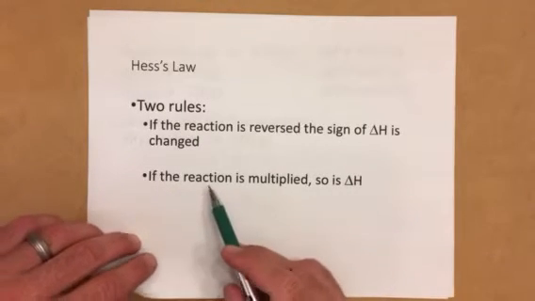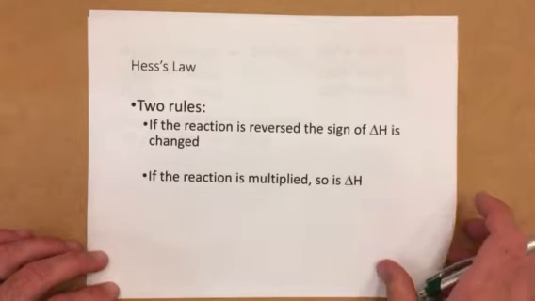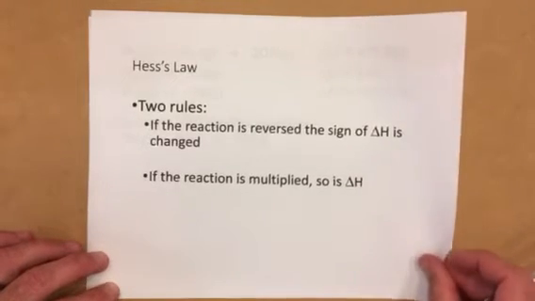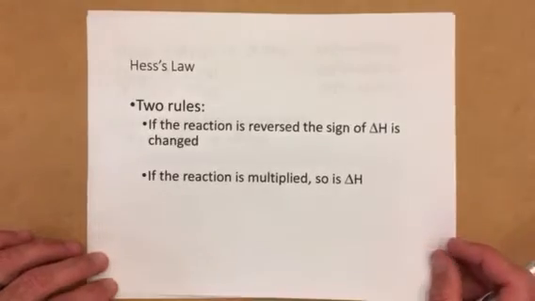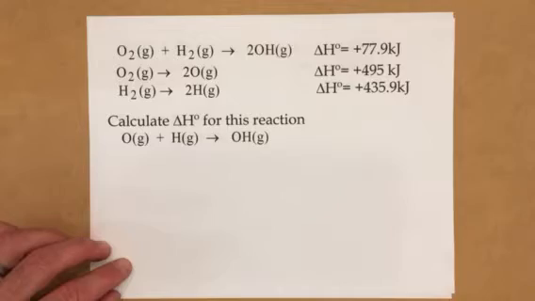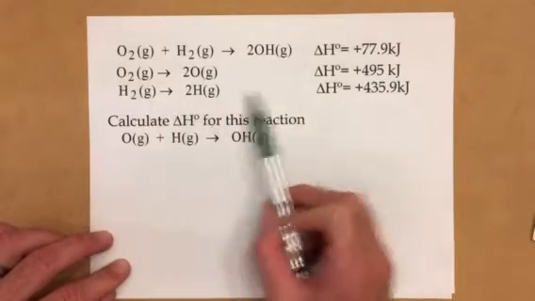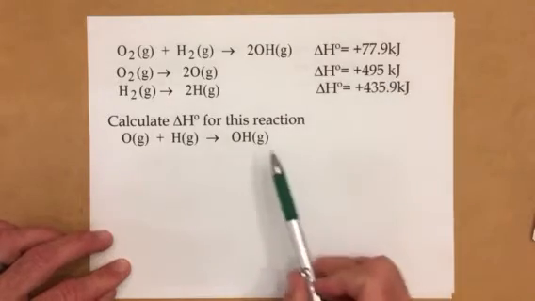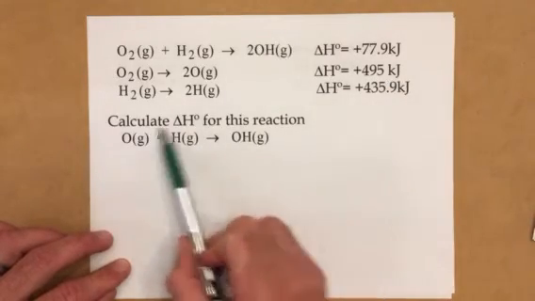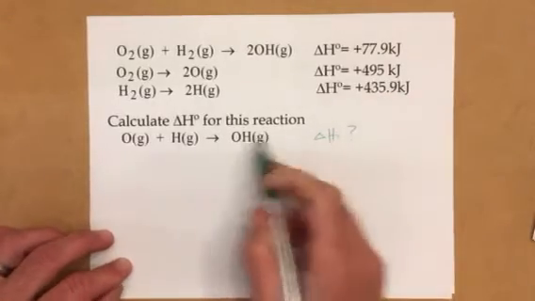And then if the reaction coefficients are multiplied by some number, then so is the enthalpy change, right? So if you have twice as many reactants, you have twice as big an enthalpy change. All right, so here's a typical example. We're given these three reactions, so these three we know the enthalpy changes for, and then it asks us to find the enthalpy change for this reaction. So we're trying to find delta H for this third reaction.